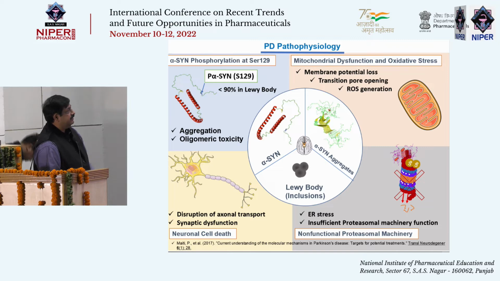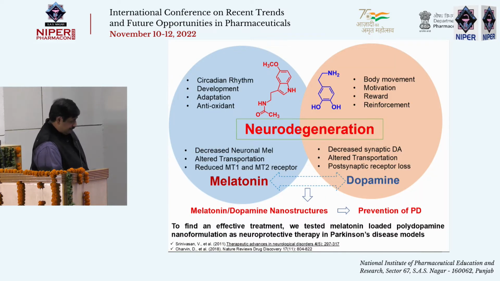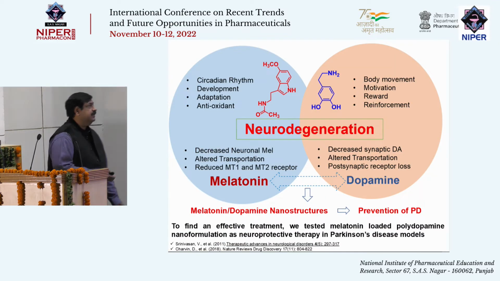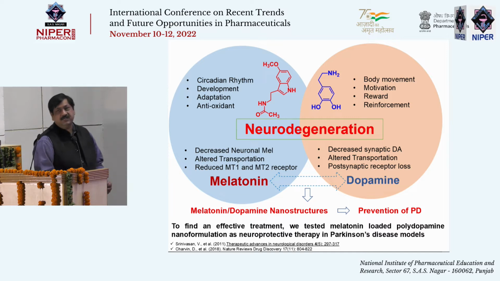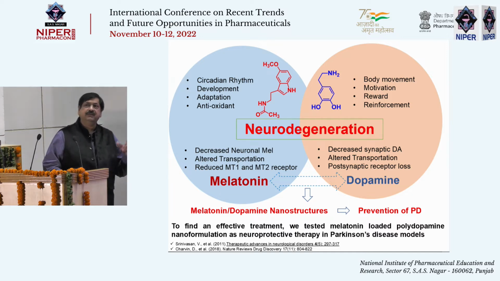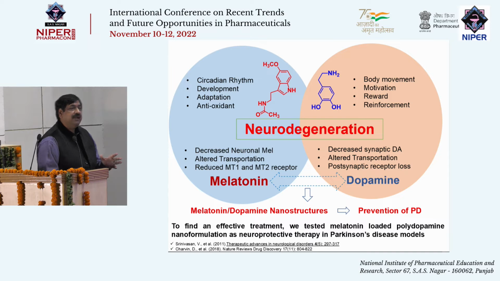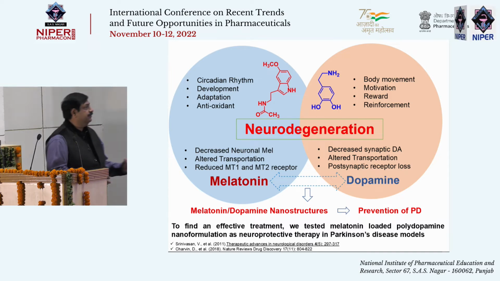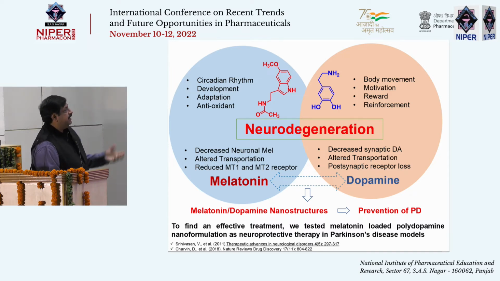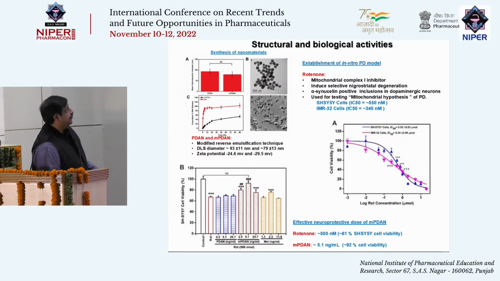So we targeted them. And why this combination? Because there is dopaminergic cell loss, we thought that if we use dopamine, it may replenish the needed dopaminergic neurons. And melatonin is already known to be cytoprotective. So that's why we tried this combination here.